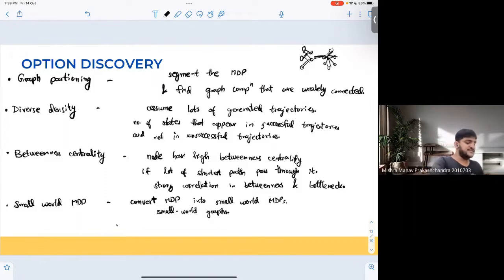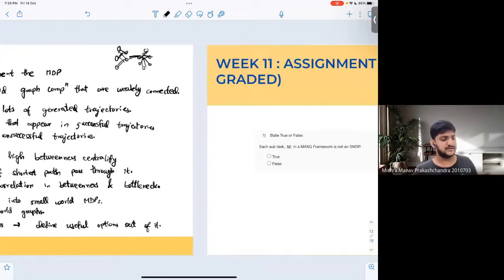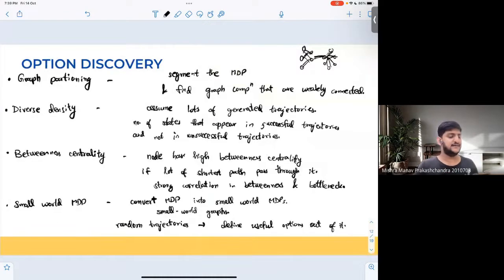And then you draw out random trajectories on these small world graphs, and you use that to define useful options out of it, right? So again, this is one method for option discovery. So these are the 4 different points that Sir had mentioned in his lectures with regard to option discovery, right? I think that's all I had in mind.